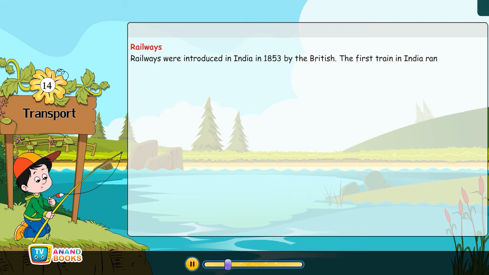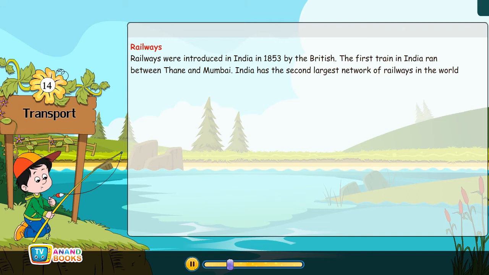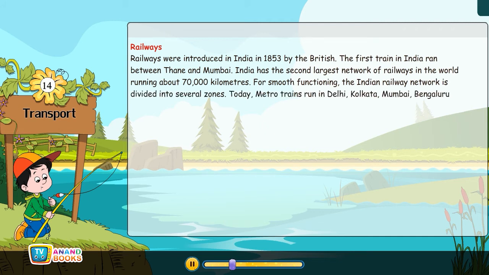Railways. Railways were introduced in India in 1853 by the British. The first train in India ran between Thane and Mumbai. India has the second largest network of railways in the world, running about 70,000 kilometers. For smooth functioning, the Indian railway network is divided into several zones.